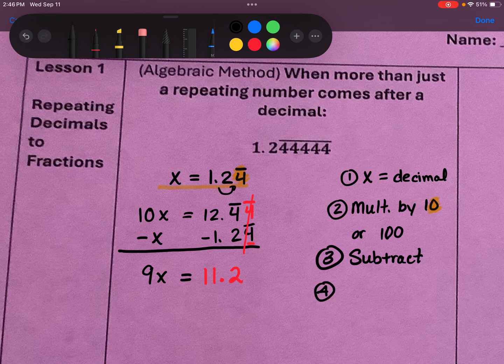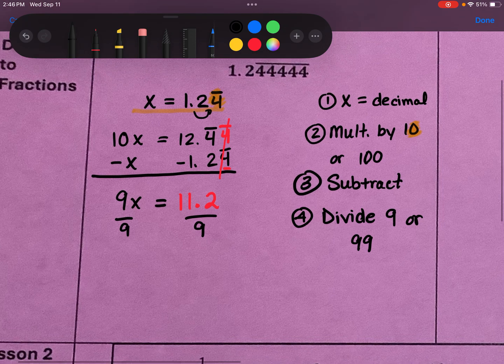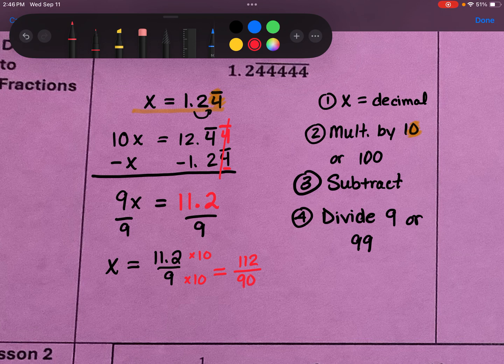The fourth step is to divide. We're going to be dividing by 9 or 99, depending on what we multiplied by in step 2. Here we're dividing both sides by 9. I'm going to show you this without a calculator first. So without a calculator, we get x = 11.2 over 9. If I multiply both the numerator and denominator by 10, I can clear that decimal in the numerator with 112 over 90. Then I can write this as a mixed number.